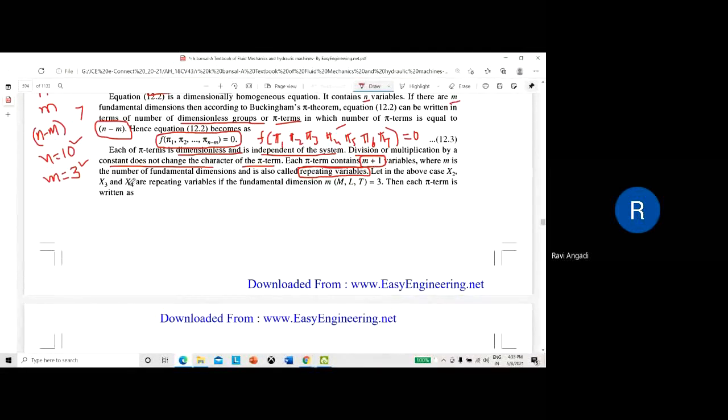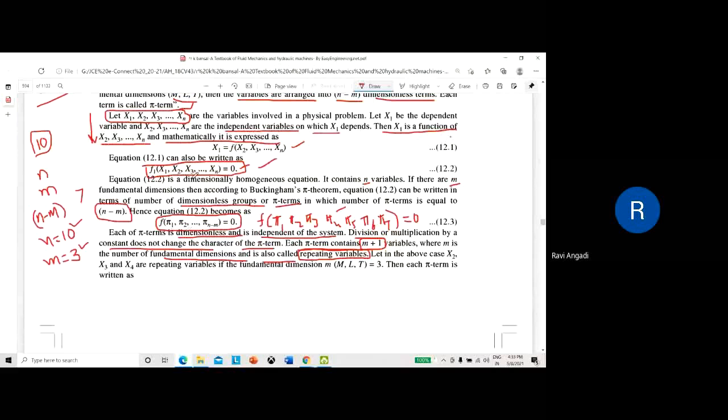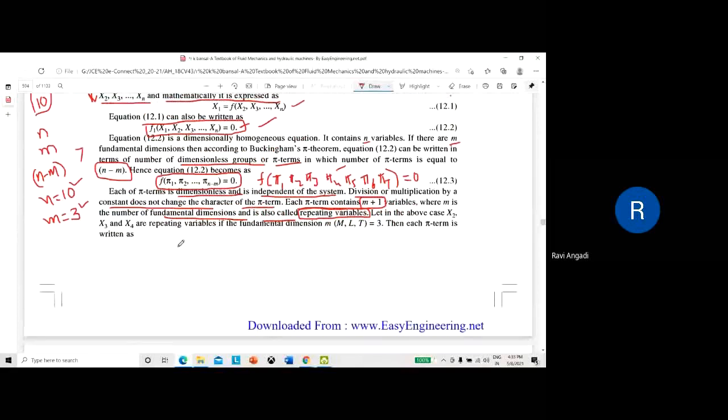Where m is the number of fundamental dimensions, also called repeating variables. Every time they repeat in each pi term, hence they are called repeating variables. Suppose in the above case we take x2, x3, x4 as the repeating variables, just for example. If the number of fundamental dimensions m is equal to 3, then how can each pi term be written? I hope you understood the statement from here to here.